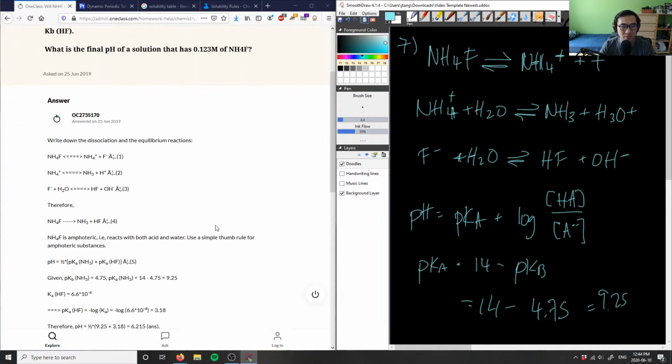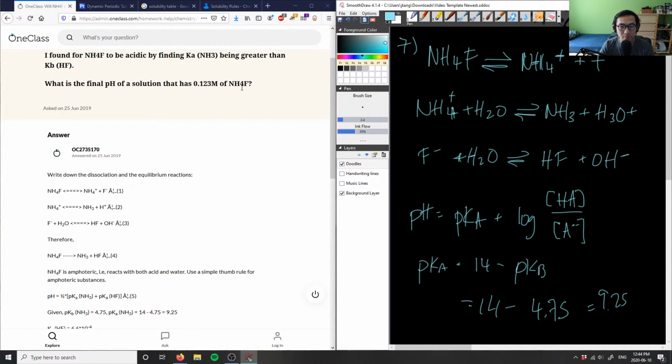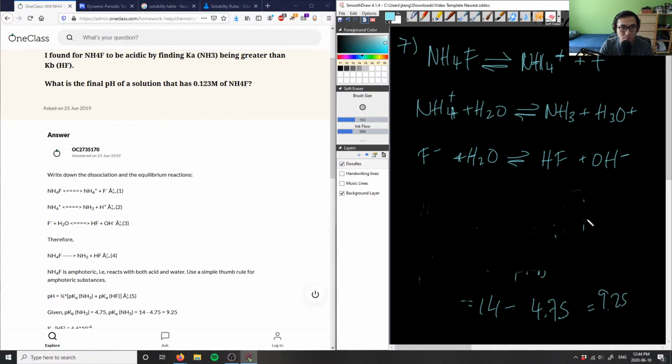I don't think we're given a concentration of our base here. But I think what we can do is, instead of using this, we can actually use an ice table. Because I'm not given my concentration of acid and base, I'm going to simply use an ice table instead. So let me just erase this. Because I'm just going to use an ice table and then solve for the concentration of our hydronium ion instead.